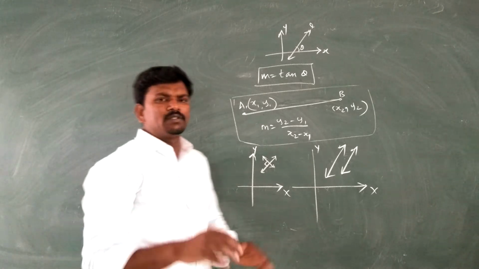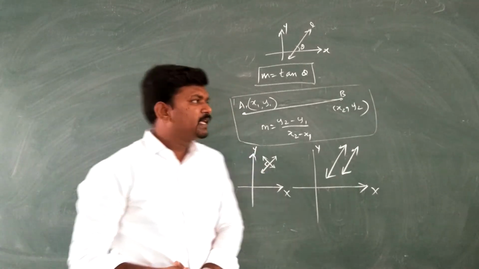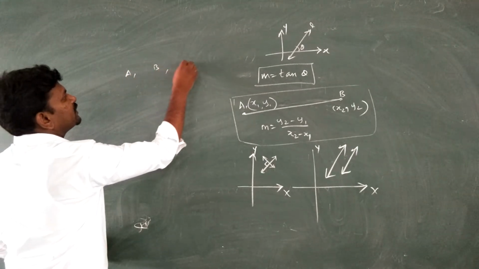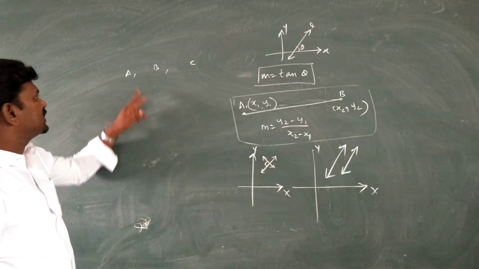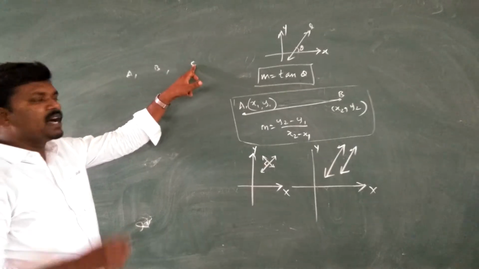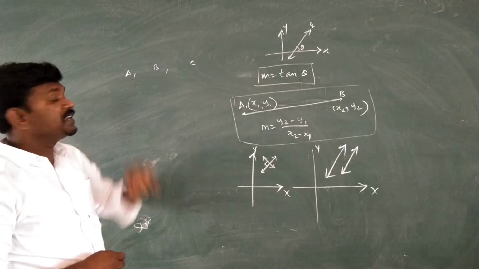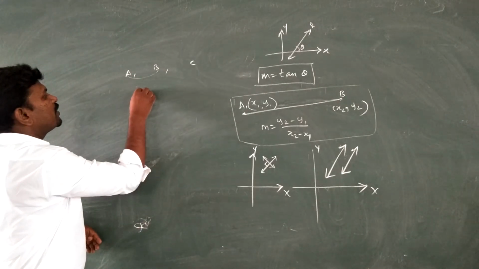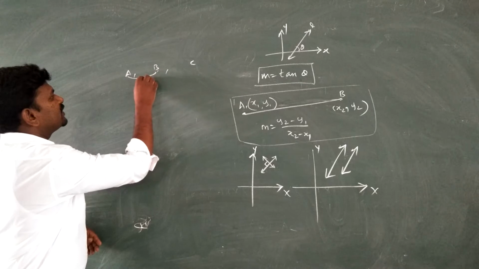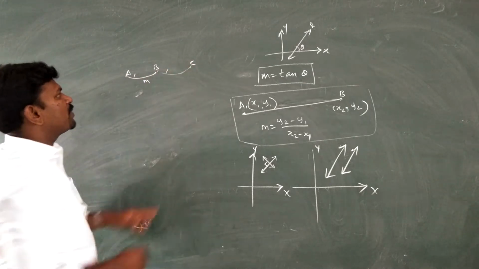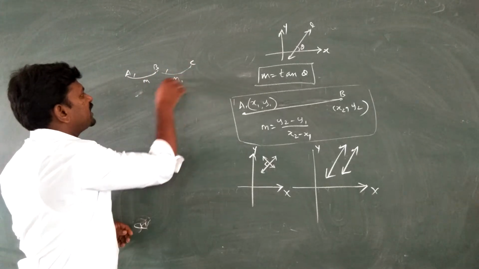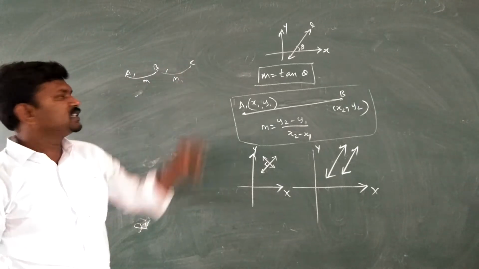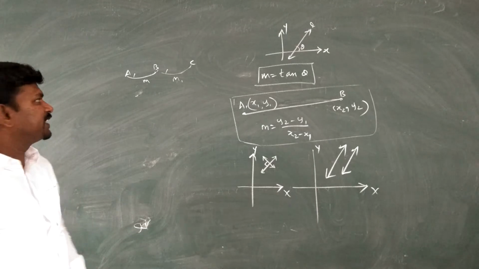In some questions, they will give 3 points, A, B, C, and they will ask us to show that the given points are collinear. In that case, we have to find the slope of AB and the slope of BC. If they are equal, we can say that ABC is collinear.